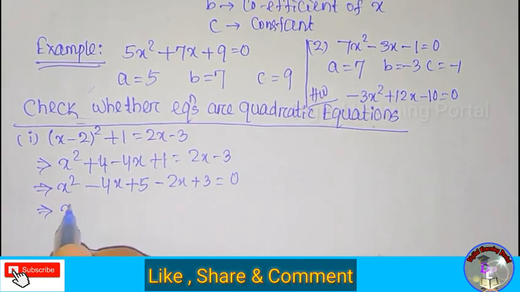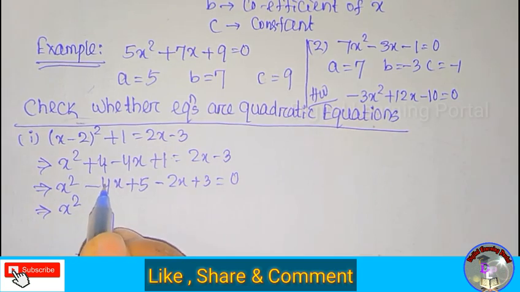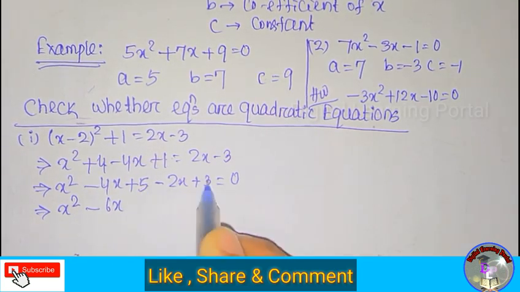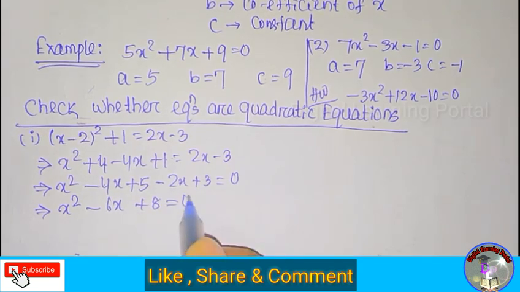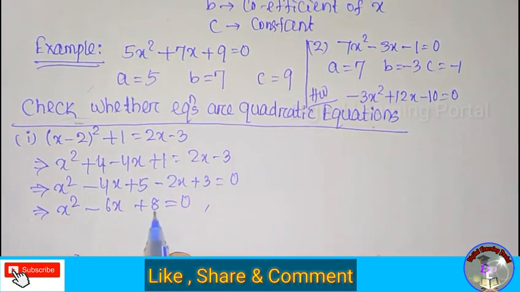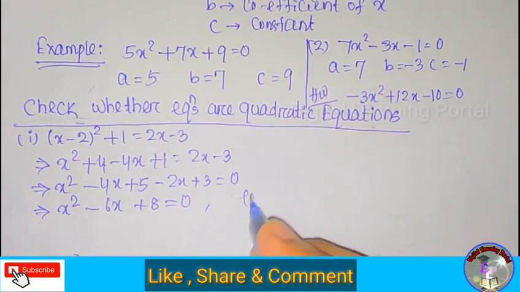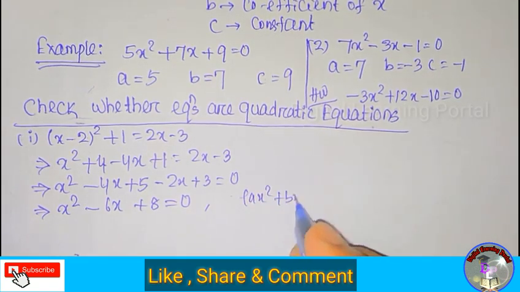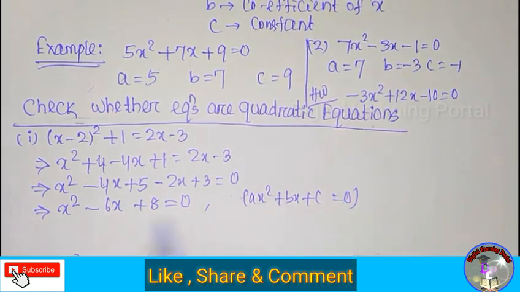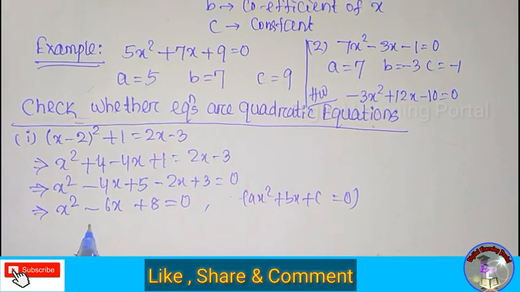So it will be x square minus 4x minus 2x, that will be minus 6x, plus 5 plus 3, that will be plus 8. So here this expression is in the form ax square plus bx plus c is equal to 0. So this is a quadratic equation.